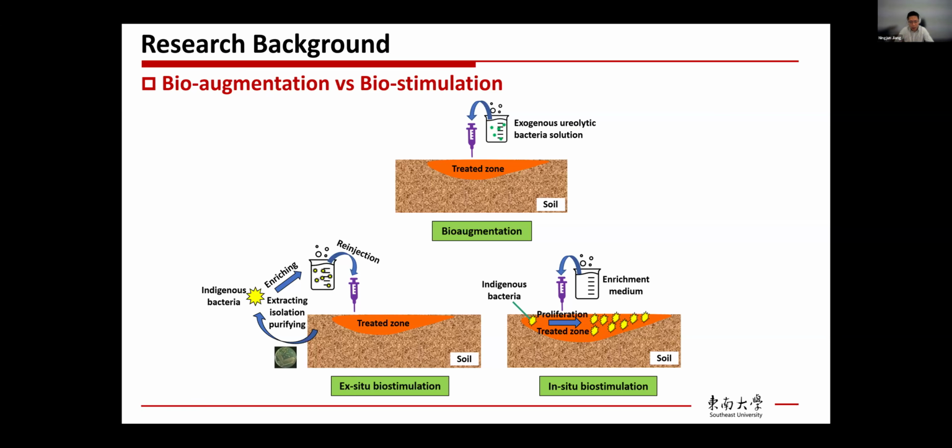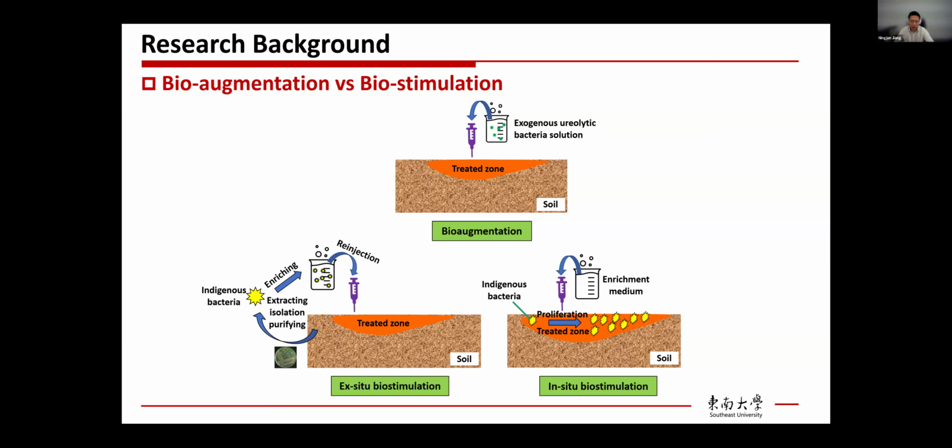So in this strategy, firstly, the soil samples are taken from the field. Then in the laboratory, the researchers can do the purification, isolation, and extraction of the indigenous bacteria. Then the enrichment is performed so that we can get a high concentration indigenous bacteria solution. Then the solution is re-injected into the ground to trigger the MICP reaction.